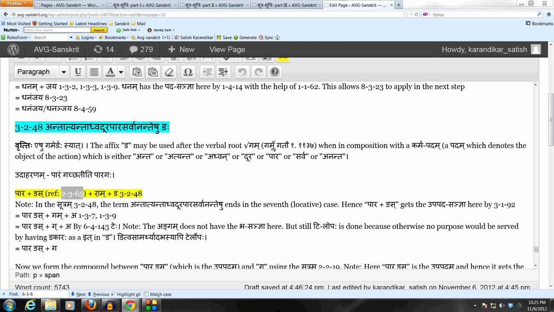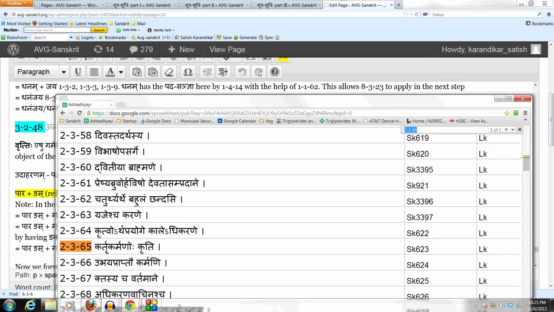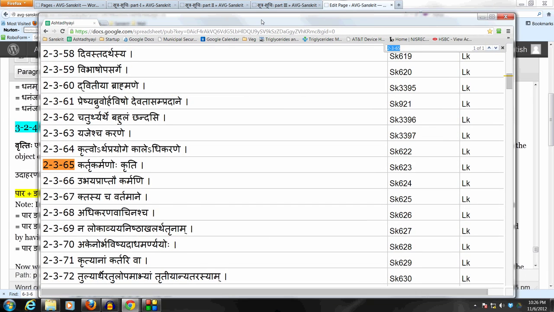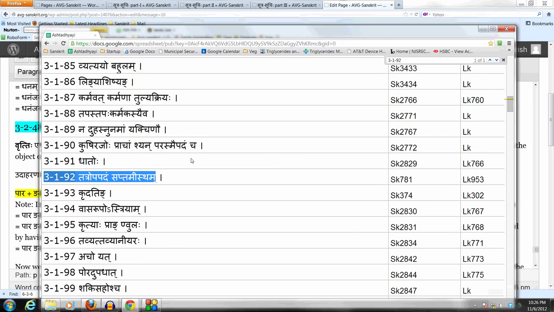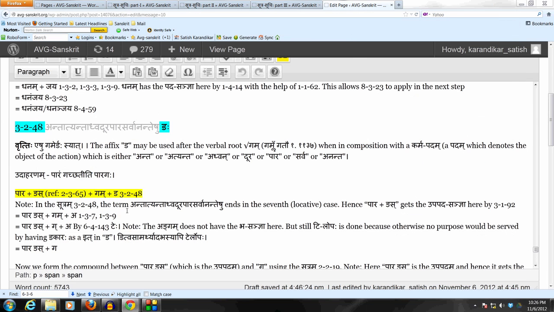Now par plus nyas gets the upapada-sanya, as we discussed earlier, by 3192 tatra upabadam saptami stham, because in the sutram 3248 the term antatyanta dvadura para sarvananteshu ends in a, it is a saptamyantam. It has taken this case. So that is why this par plus nyas gets the upapada-sanya. Now remove the it letters for the affix da: vachutu tasya lopaha, dakarasya it sanya tasya lopaha.